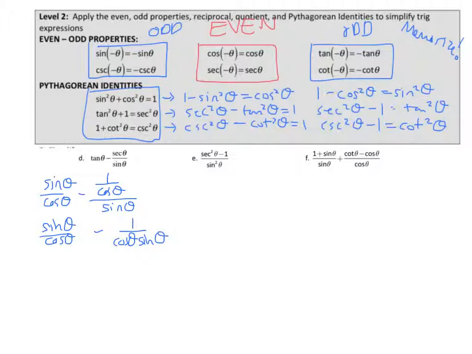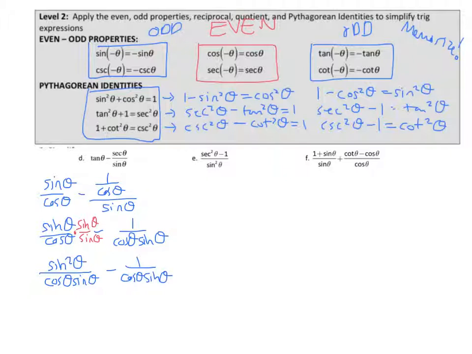Now I'm trying to subtract two fractions, and to be able to do that I need common denominators. So the denominator in my first term only has cosine, the second one has cosine and sine. So to make them have the same denominator, I can multiply this first fraction by sine theta over sine theta. And I will get sine squared theta over cosine theta sine theta minus 1 over cosine theta sine theta.